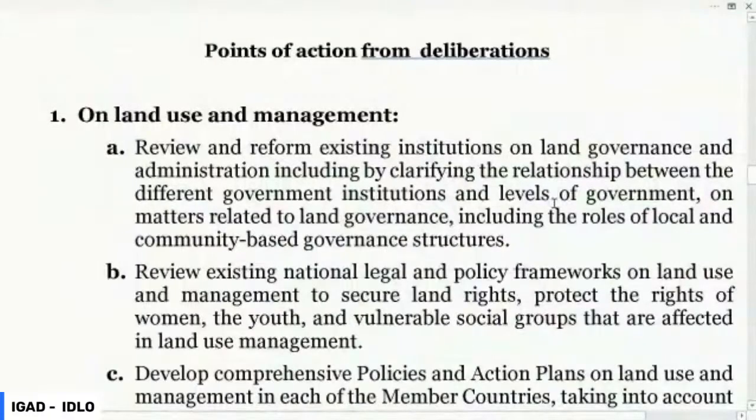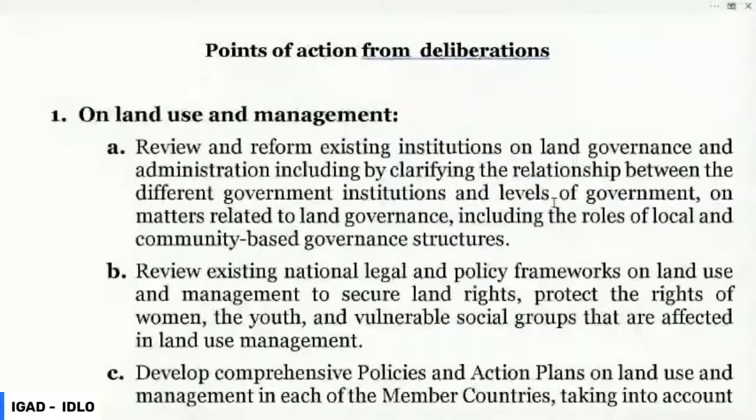all these issues. So, number one, and these are very clear and straightforward recommendations on land use and management, review and reform existing institutions on land governance and administration, including clarifying relationships between different government institutions and levels of government on matters related to land governance, including roles of local community-based governance structures. Very loaded and broad, but quite clear to the point on what we need to do in terms of institutions.